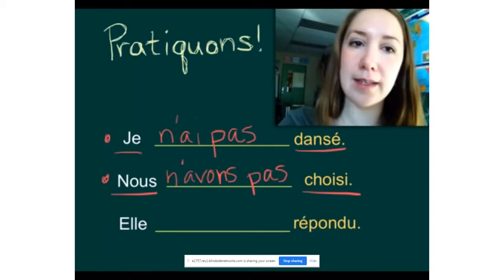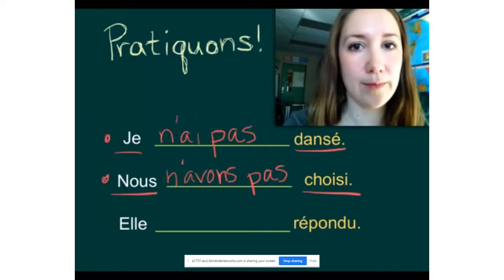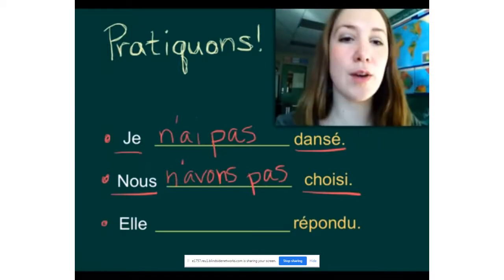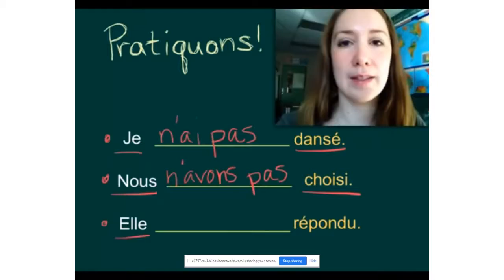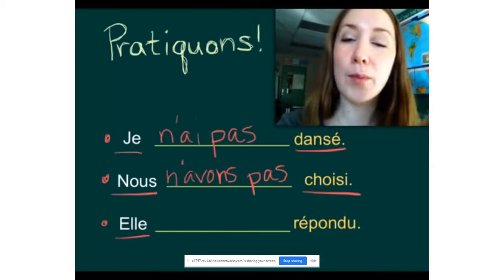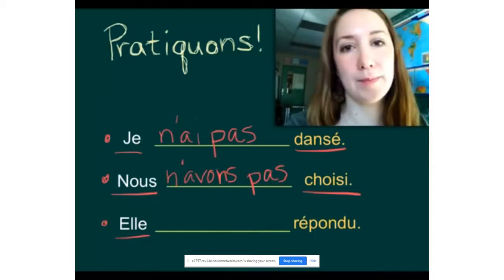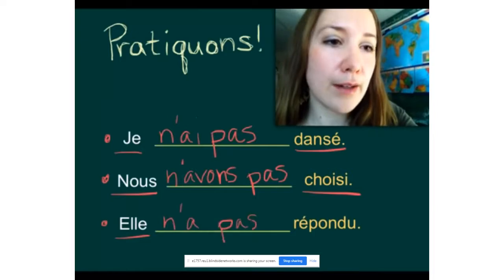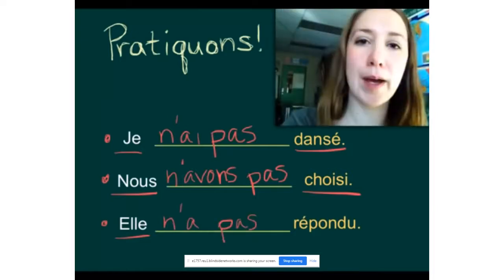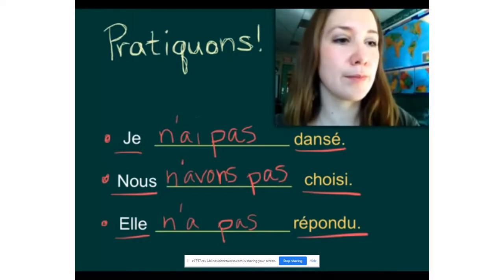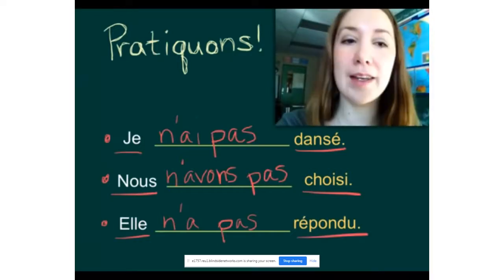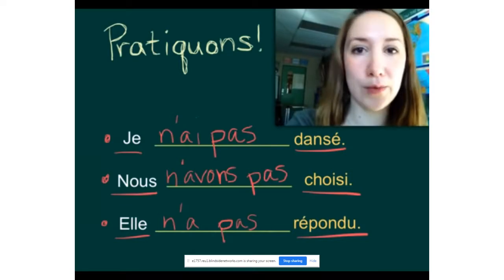And then finally, instead of saying she has responded, we want to say she has not responded. So we have elle, she. And what we did at that point: has not, n'a pas. Elle n'a pas. She has not responded. Répondu. Elle n'a pas répondu.